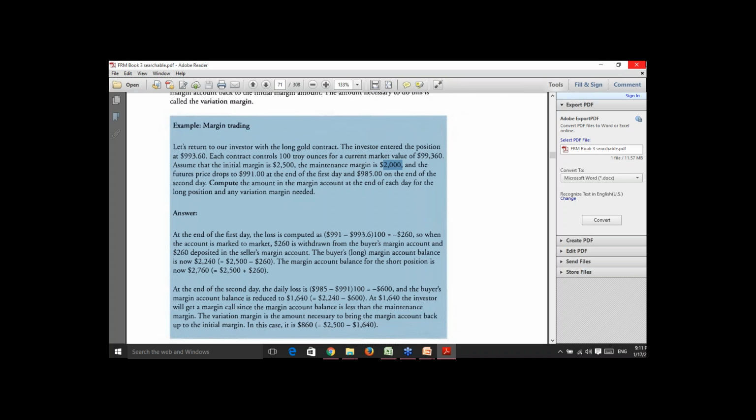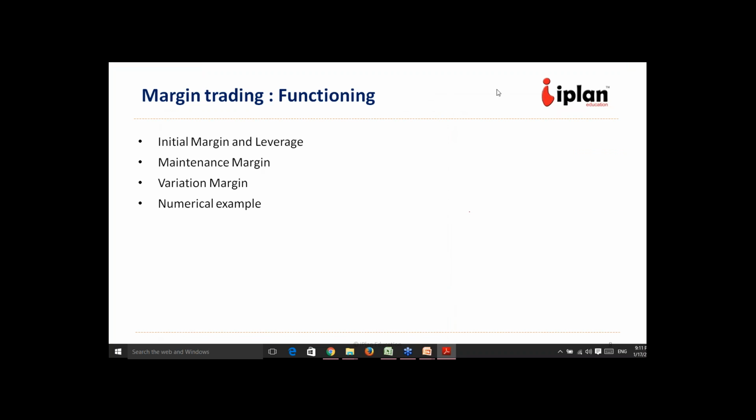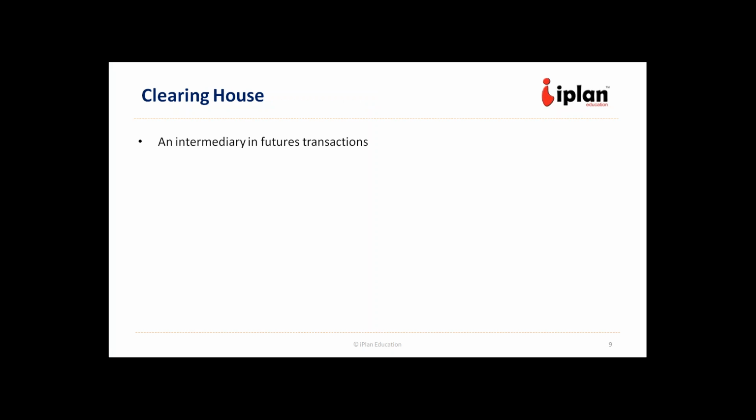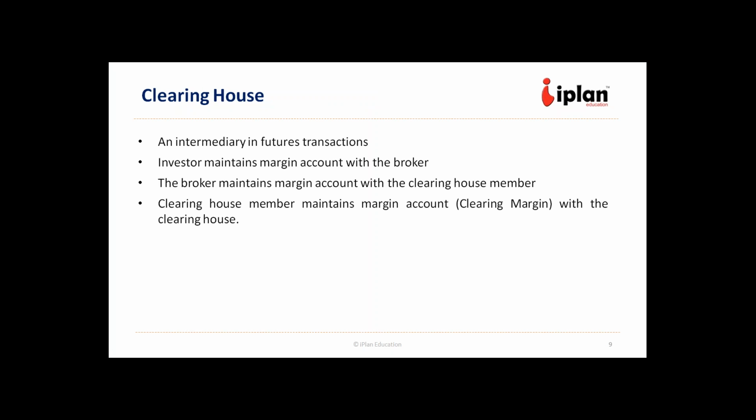Fine. Now let's move on to the next concept, the clearinghouse. What does a clearinghouse do? Basically, a clearinghouse is an intermediary between futures contract transactions. The buyer and the seller both deposit the initial margin with the clearinghouse. The broker maintains the margin account with the clearinghouse or the clearing member, and they basically help in settling the account. If the buyer has a loss, the losses will be debited from his account and credited into the account of the seller, because the seller is making a profit. Price goes down, seller makes profit. So the clearinghouse basically does the settlement work.